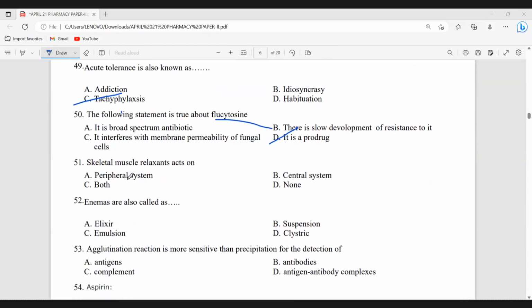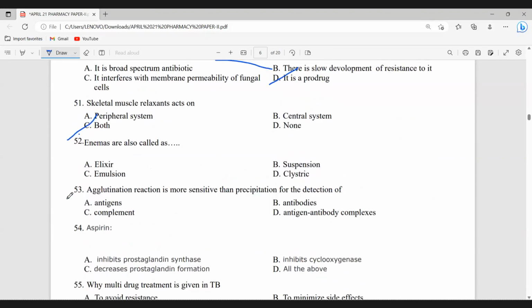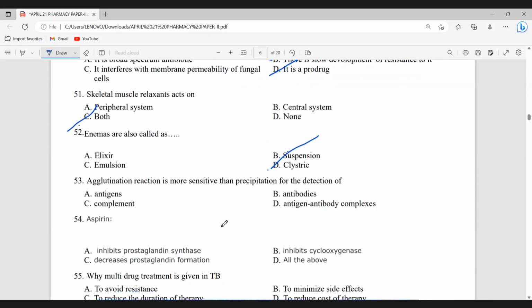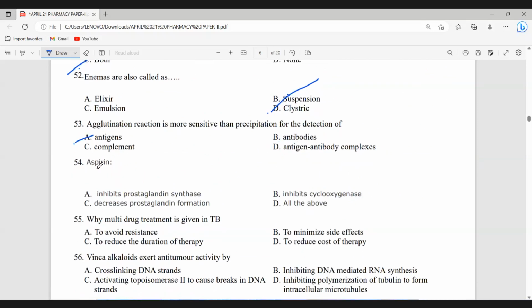Then 51. Skeletal muscle relaxants act on both the peripheral system and the central system. Then 52. Enemas are also called as... Then 53. Agglutination reaction is more sensitive than precipitation for the detection of, this is also a direct question, that is antigens.